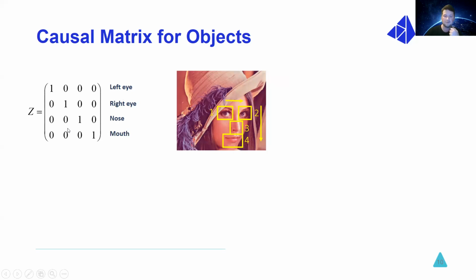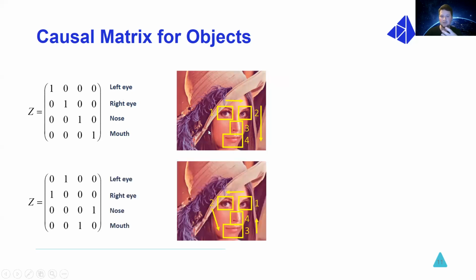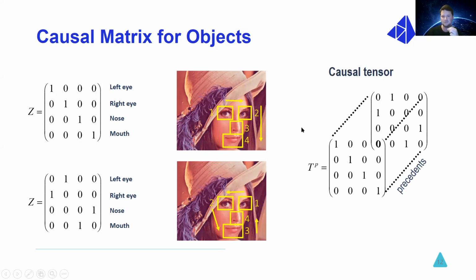But it may happen that our system recognized these parts in a different order. So first the right eye, then the left, then the mouth, and then the nose. And we end up with this matrix, which is actually identical up to permutation of columns, and they correspond to the same sign. In this particular case, it's a face. So we organize these matrices into tensors, which we call causal tensors.